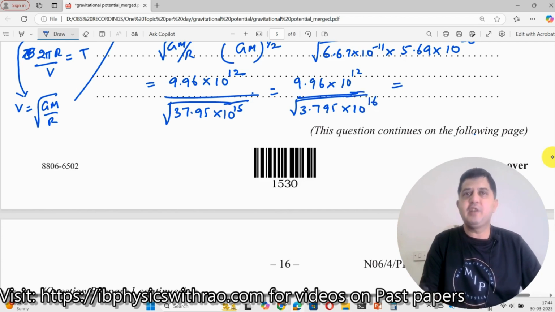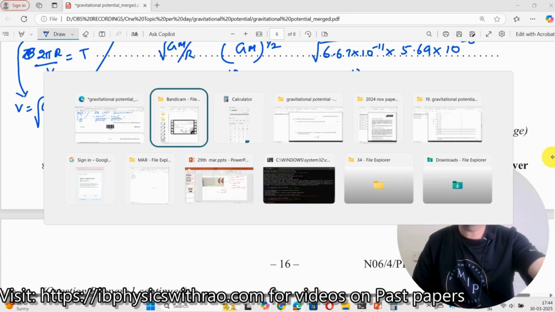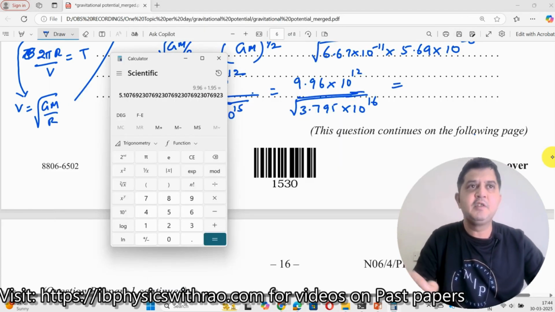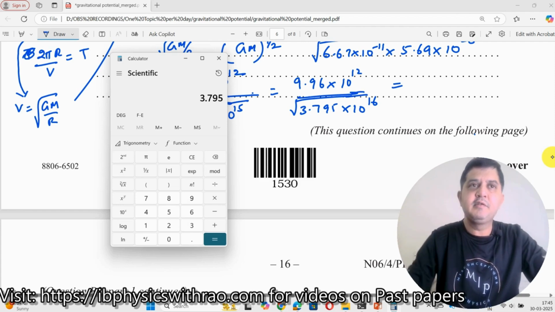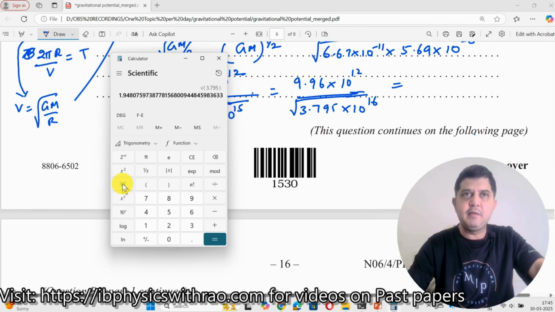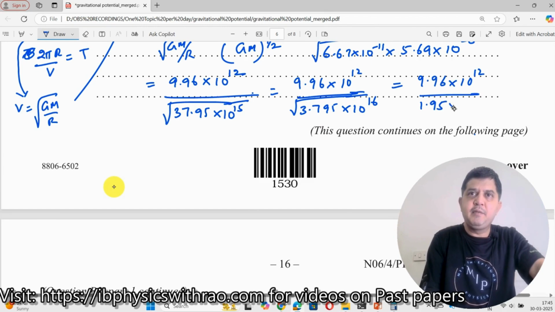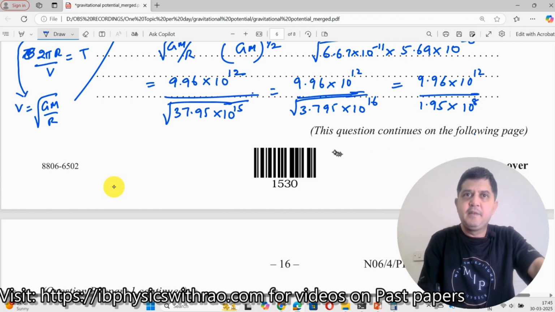Let me take up my calculator once again to find out this value, square root of 3.795. The square root of this is 1.94 or 1.95. If I take the reciprocal, I'll write it here step by step. 9.96 into 10 to the power of 12 divided by 1.95 into 10 to the power of 16 square root is 10 power 8 over here, which I can now write.